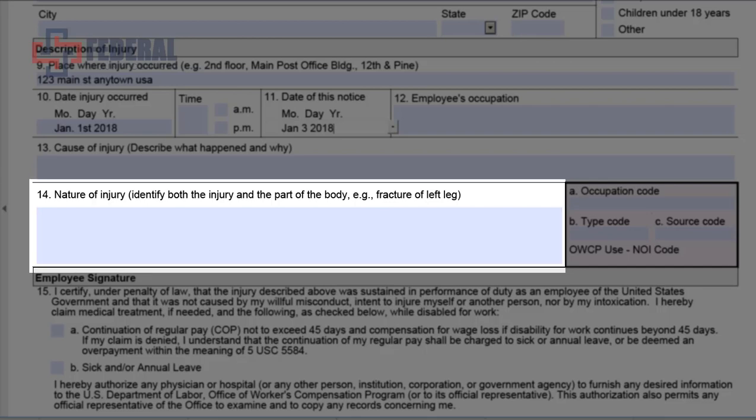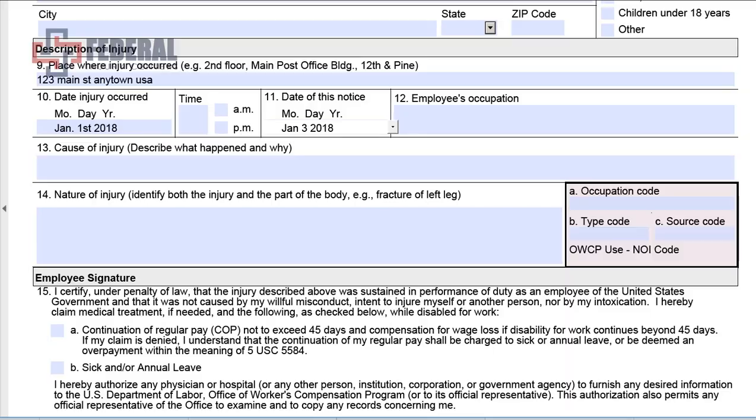Moving along to box 14, nature of injury. Identify both the injury and the part of the body. So, for instance, what you would put here is sprained ankle, injured shoulder, sprained back. If you've been to a doctor prior to submitting this form, what you will put in box 14 is the specific diagnosis that they gave you.